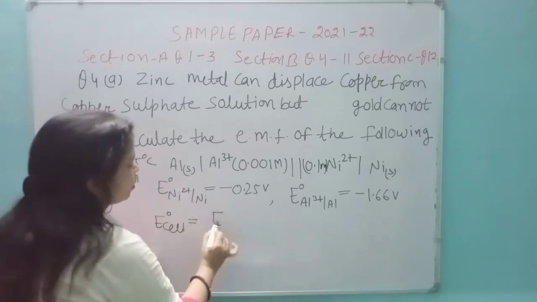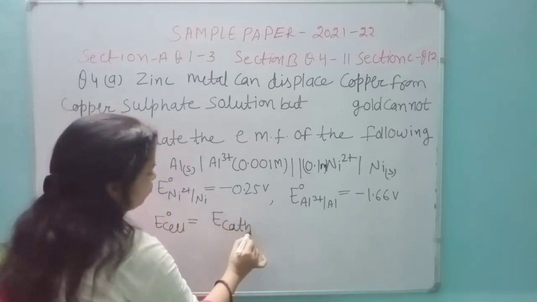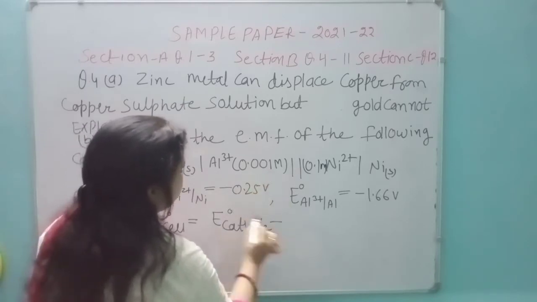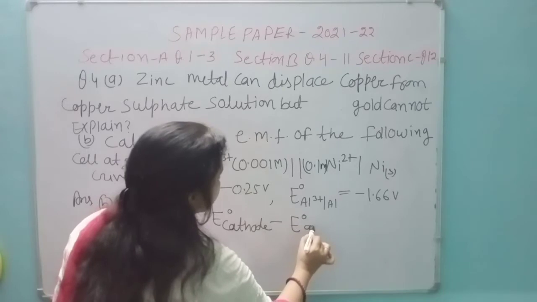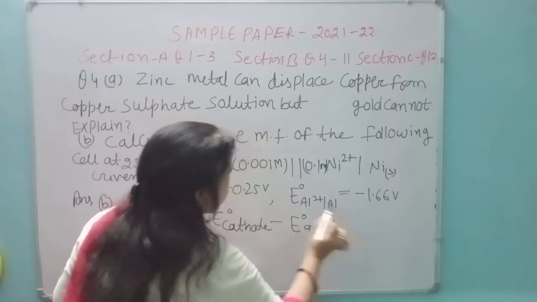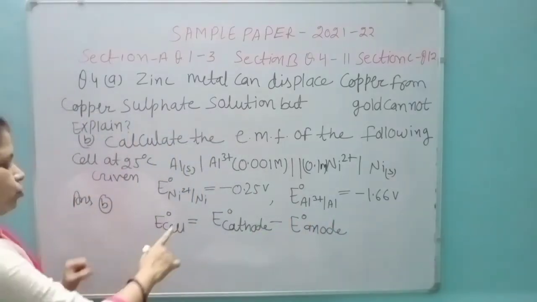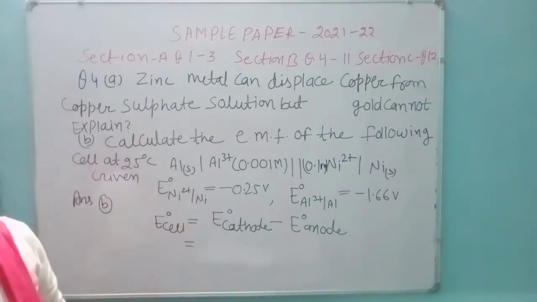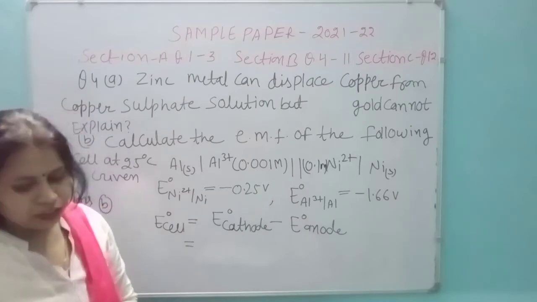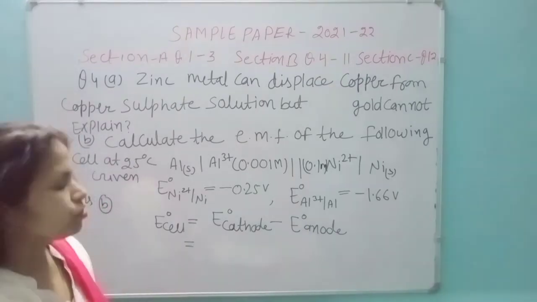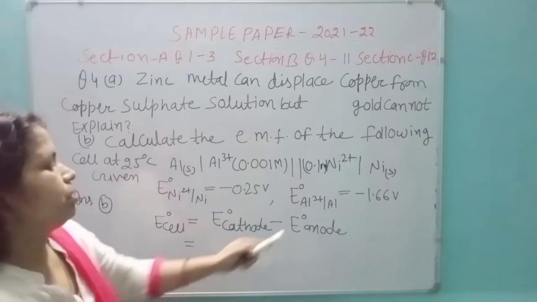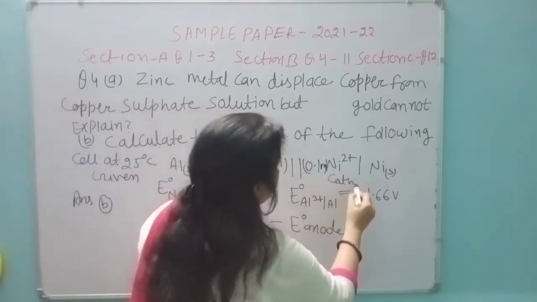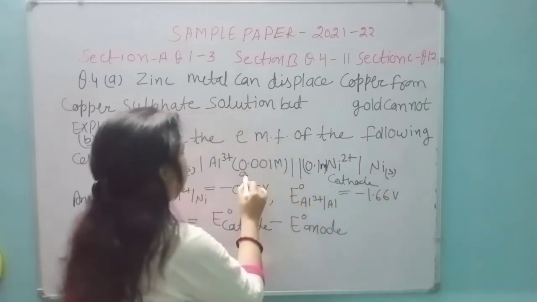E cathode and E right minus E left. E cathode minus E anode, clear? So E cathode minus E anode. What is the value of cathode, and which is cathode and which is anode here? The given value is 0.25. This is cathode. Right side it is cathode and left side is anode.